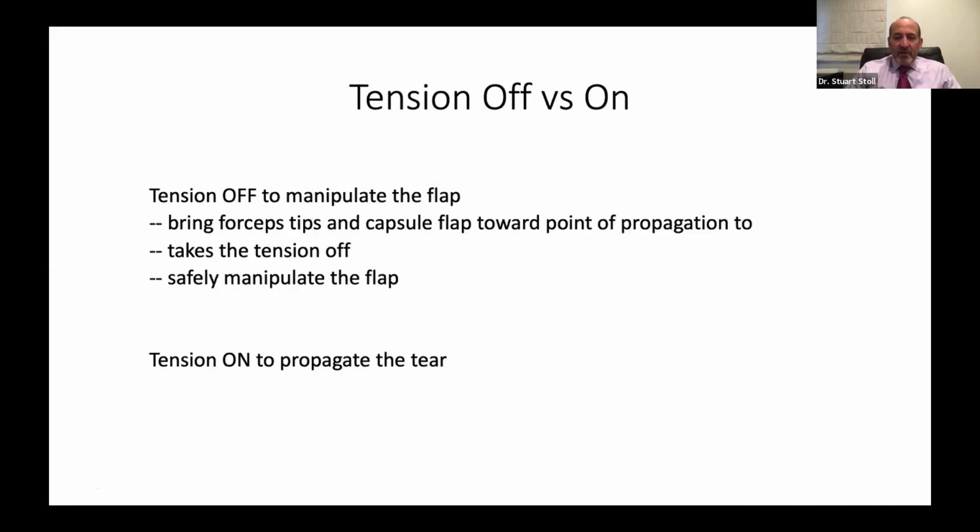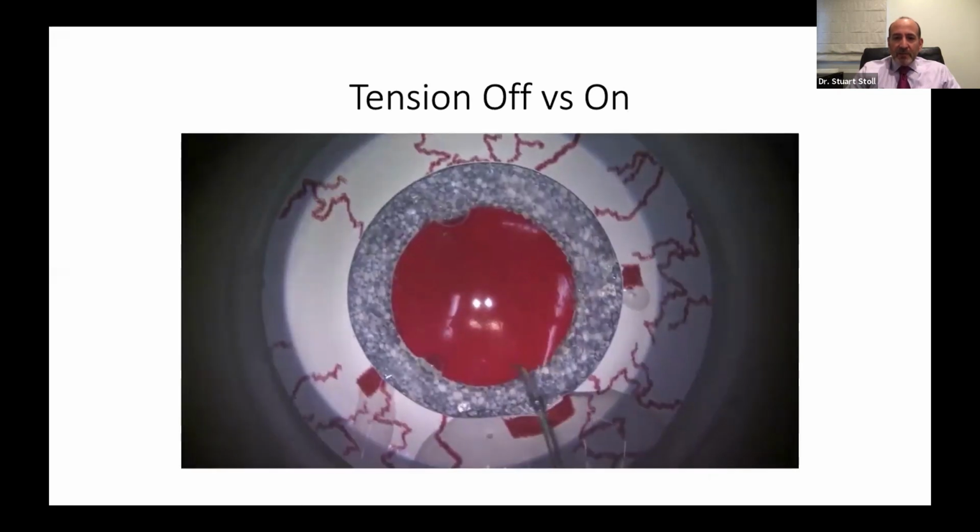The other important thing is tension off versus tension on. Tension off to manipulate the flap. So if you're holding the capsule with your forceps tips, you bring the tips down towards the point of propagation, and that takes the tension off. You can safely manipulate the flap. Tension on is when you're ready to propagate the tear. So let's see that. So here we go.